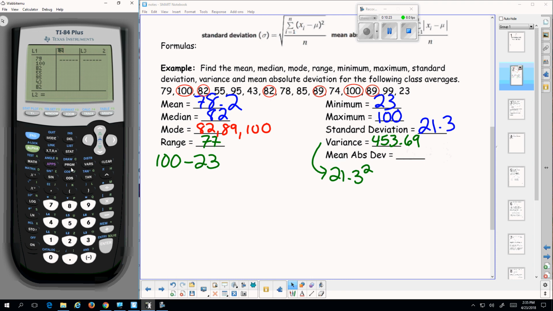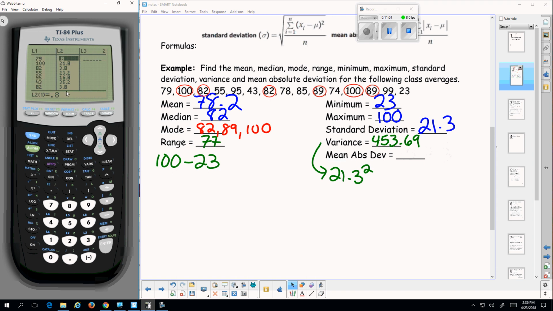Then what I'm going to do is program in a formula, kind of. So to do mean absolute deviation, I'm going to hit math. I'm going to go over to number. And abs stands for absolute. Okay. I'm going to click on that. I'm going to click enter. And to find the mean absolute deviation, I want to take my numbers from L1. So I'm going to take second 1, and that'll show up as L1. And I want to figure out how far each of those numbers are from the mean. So I'm going to subtract the mean. Well, the mean was 78.2. And then I hit enter.